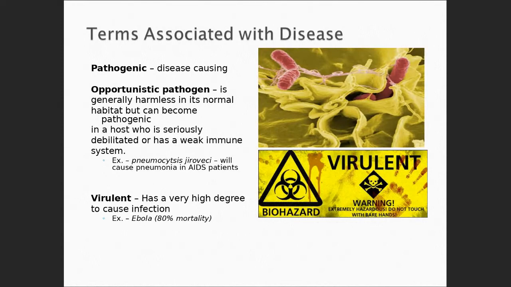So we look at these terms: pathogenic, opportunistic, virulent, right? Pathogenic is an organism's ability to cause disease. An opportunistic pathogen is an organism that is typically with us and doesn't really cause us any problems. Could be a commensal or a mutualistic organism with us, but then given the right opportunity, it can cause a disease or infection. E. coli is number one.